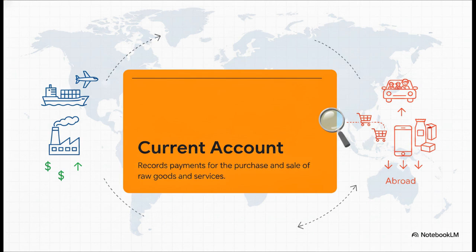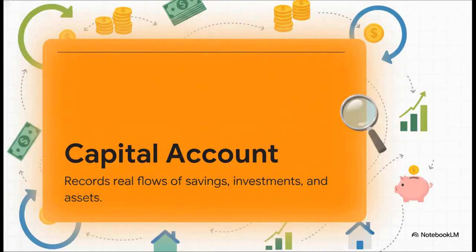But it also covers invisible services. Think about things like software subscriptions, international consulting, or cross-border banking fees. All of that trade in goods and services lives right here in the current account. Which brings us to pocket number 2, the capital and financial account.